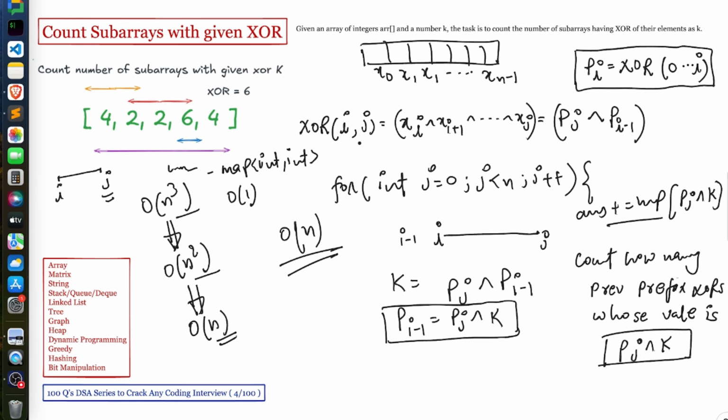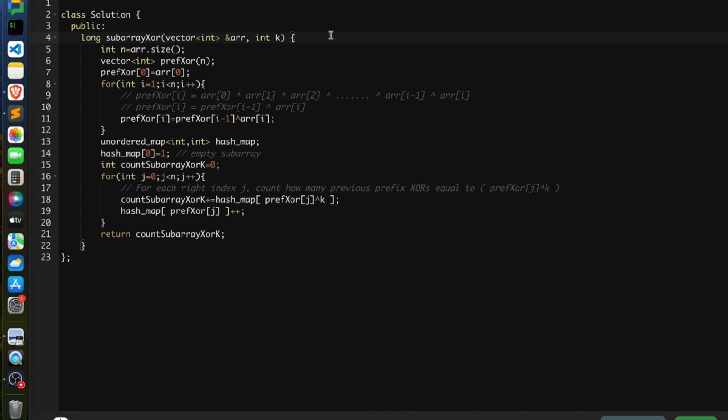So yeah, let's look at the code now. We are given an array and an integer k. So first find the size of this array. Then we will build the prefix XOR of all these n indexes. And so prefix XOR of 0 is nothing but just a single element array of 0.